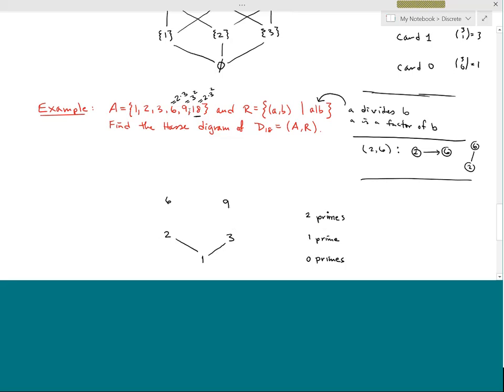So then we check to see, all right, which numbers below 6 and 9 are factors of 6 and 9? So if we look at 6, factors of 6 that are below 6 are 2 and 3. And technically speaking, 1 is a factor of 6. So what do you guys think? Should we keep that orange line that's connecting 1 and 6 together? Should we keep that orange line in the Hasse diagram?